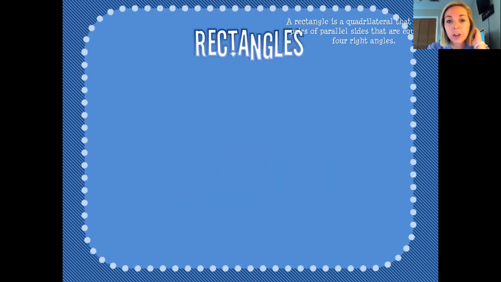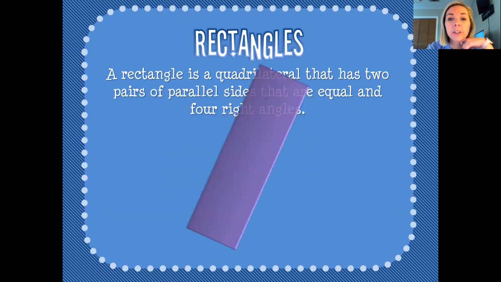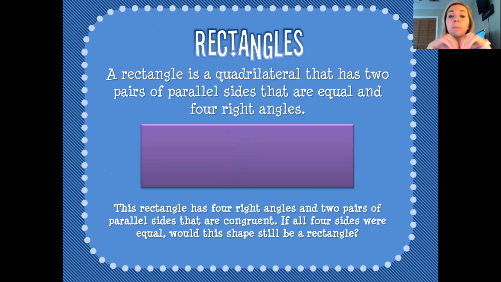Okay, just to recap, we talked about a rectangle. So a rectangle is a quadrilateral that has 2 pair of parallel sides that are equal and 4 right angles. So the difference between a square and a rectangle is that a square has all 4 sides that are congruent. On a rectangle, 2 sides are congruent and 2 sides are congruent. But a square and a rectangle do share some attributes.